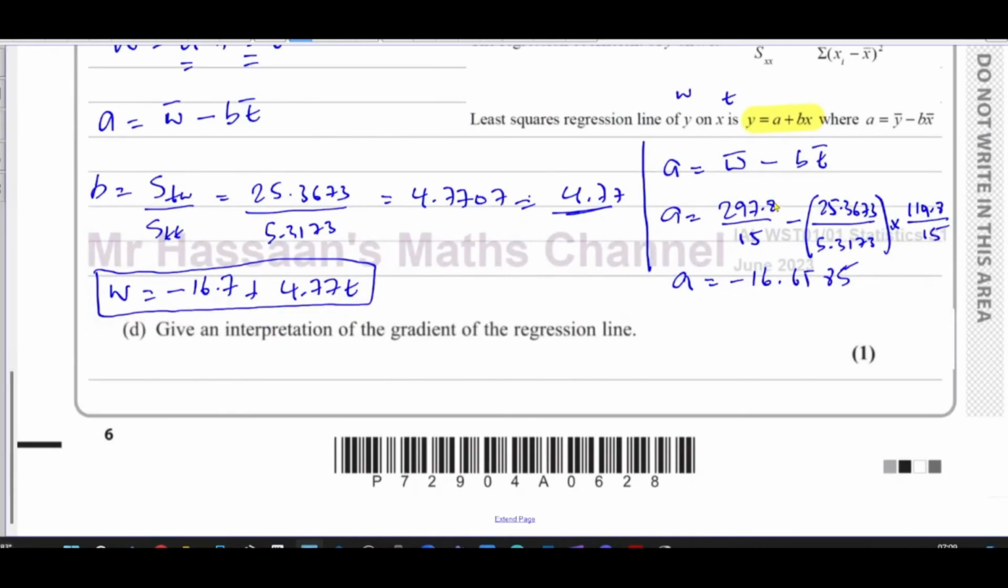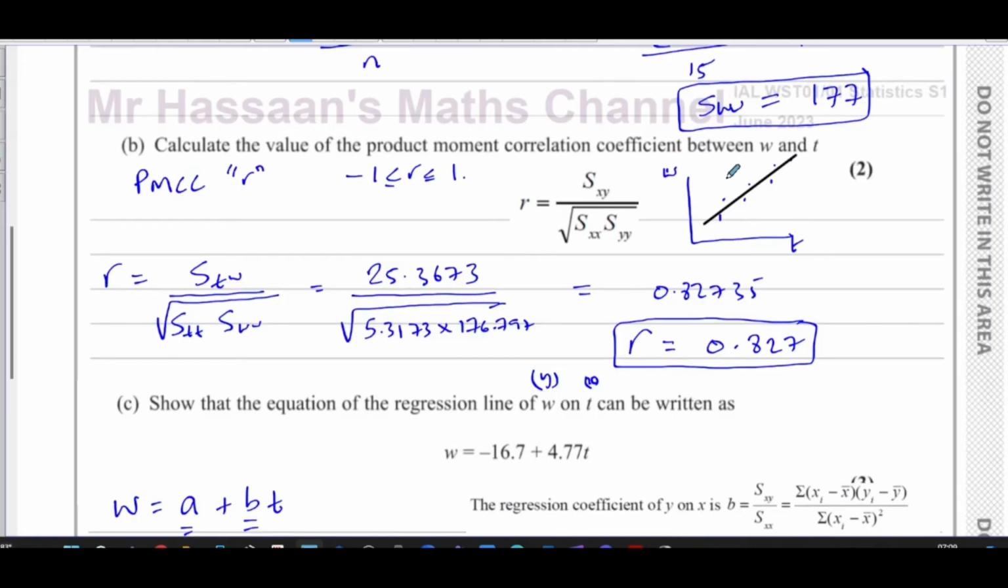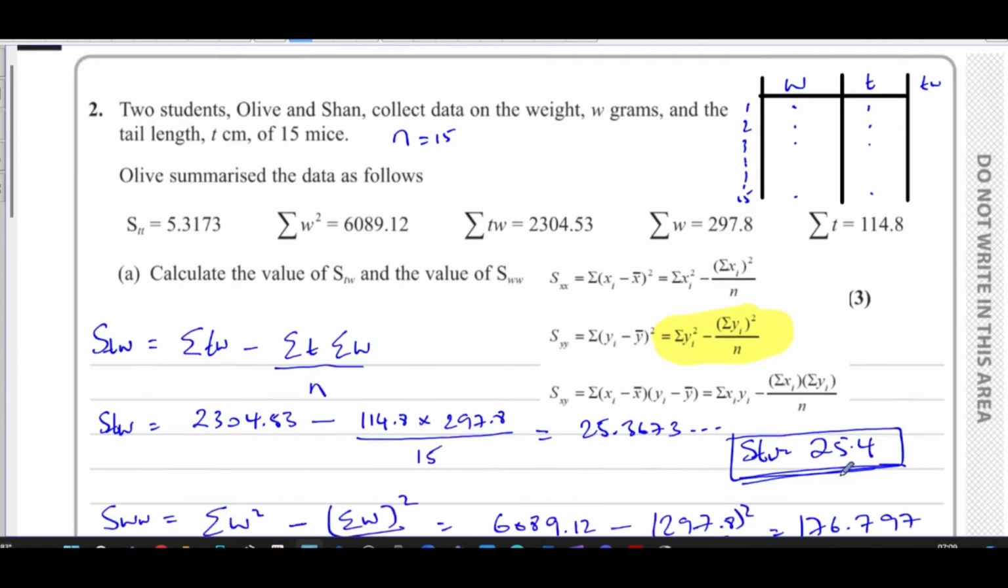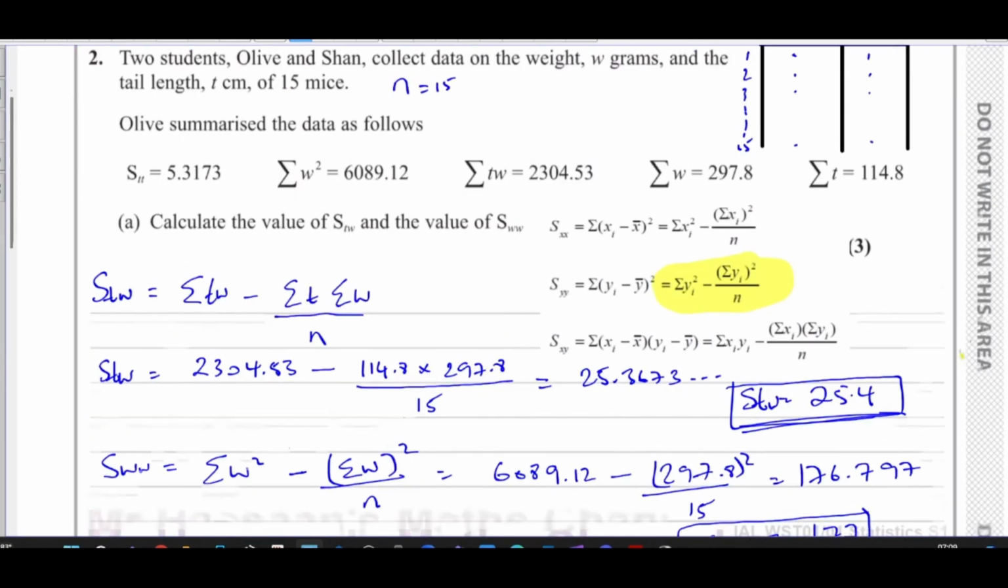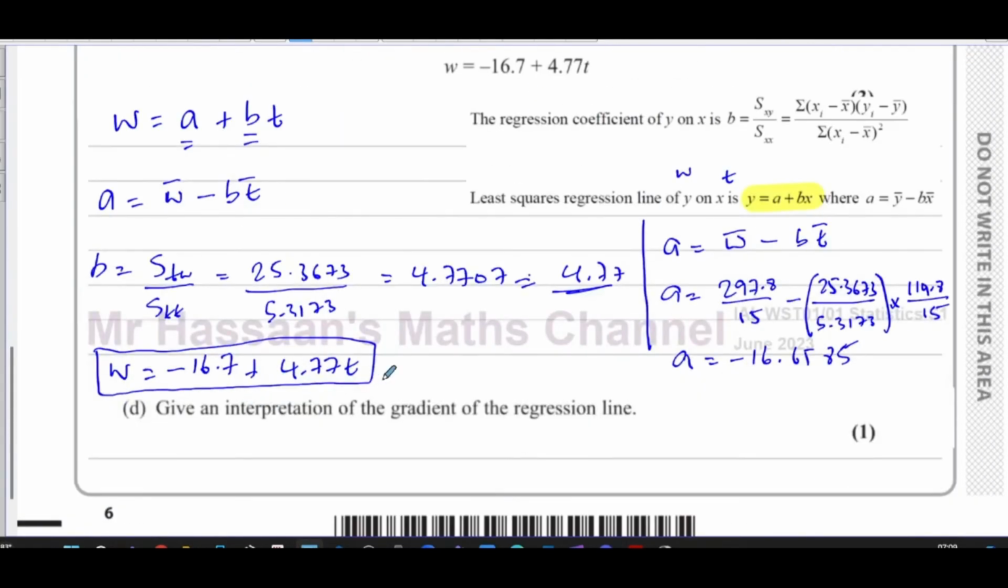Then it says, give an interpretation of the gradient of the regression line, which is the value of b. Interpretation means in the context of the question. So W is the weight and T is the tail length. W against T is the change in W over the change in T. So as the tail length increases by 1 centimeter, remember this is in grams and this is in centimeters, the weight will increase by 4.77.